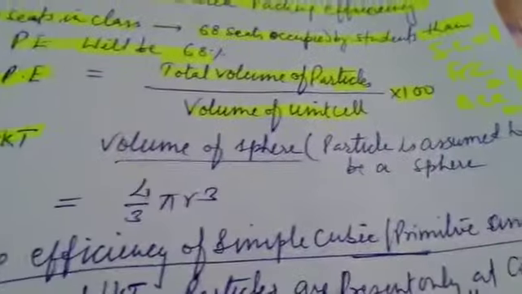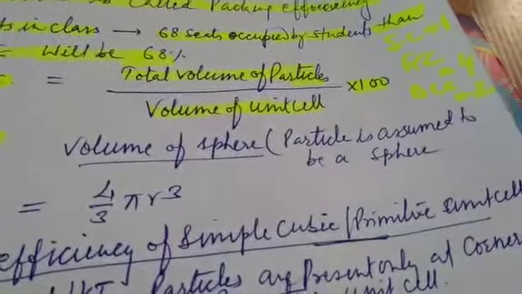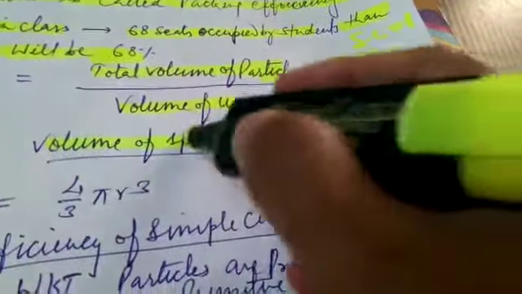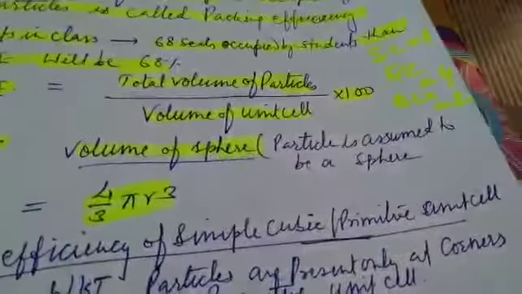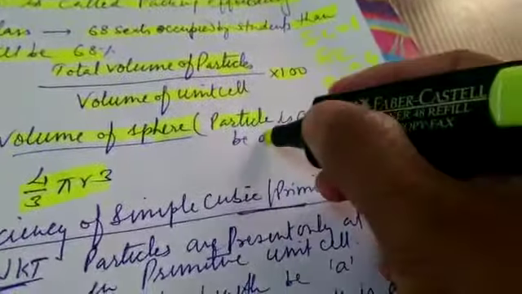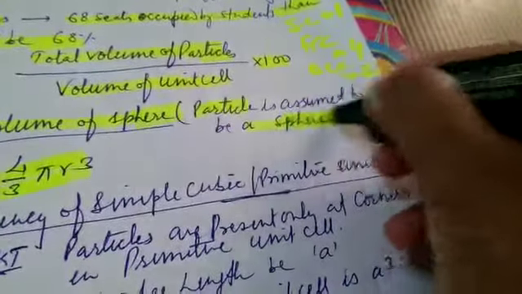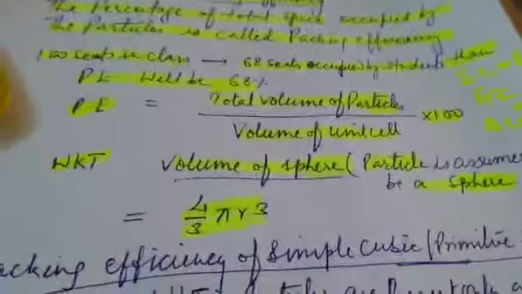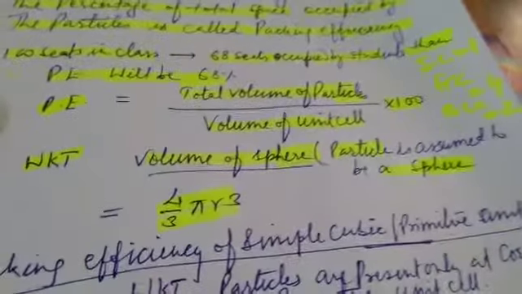We know that the volume of a sphere can be calculated by this formula, 4 by 3 pi r cube. In this, it is assumed that the particle is taken as a sphere. Volume of a sphere is 4 by 3 pi r cube.